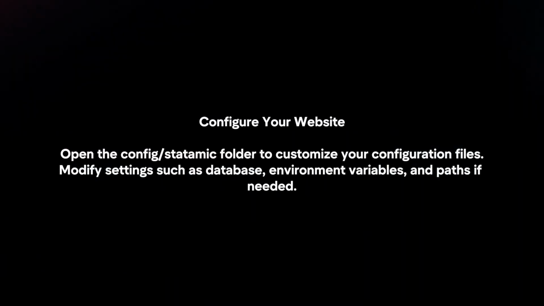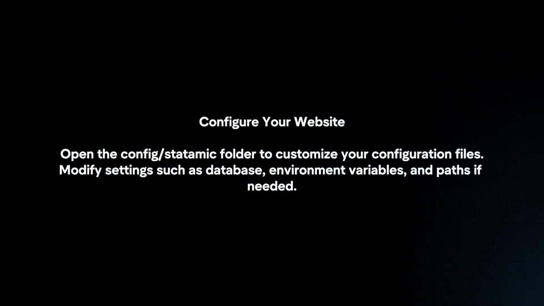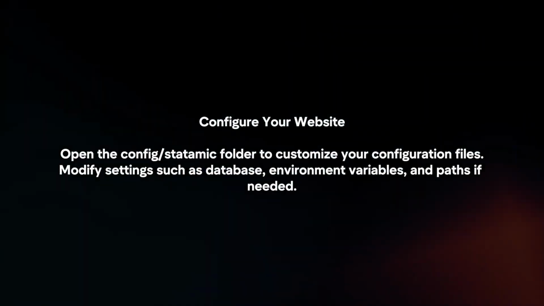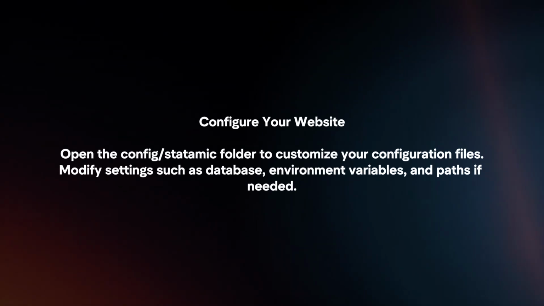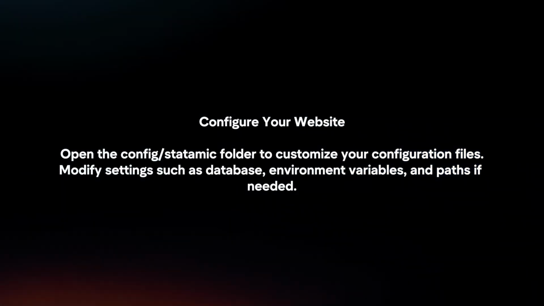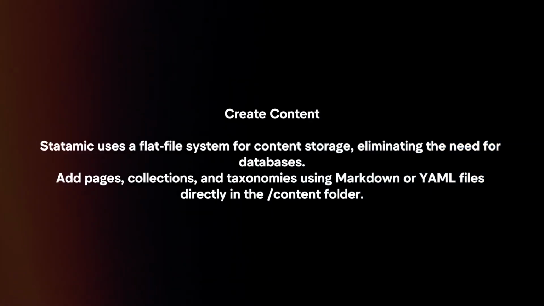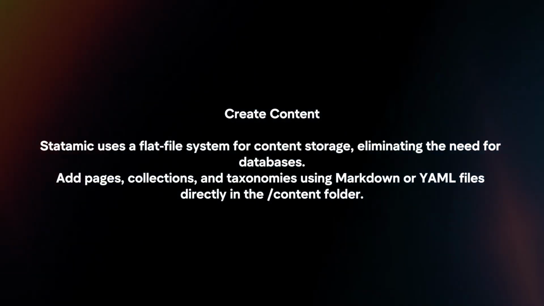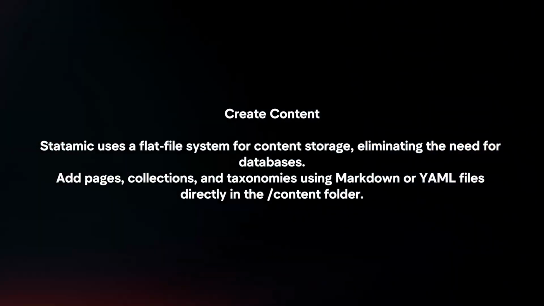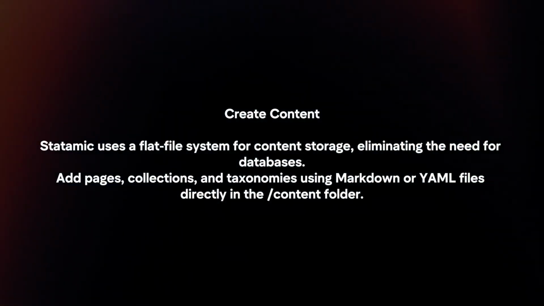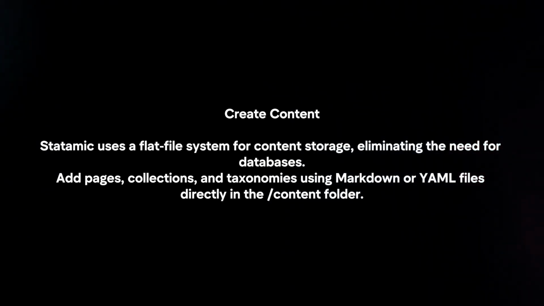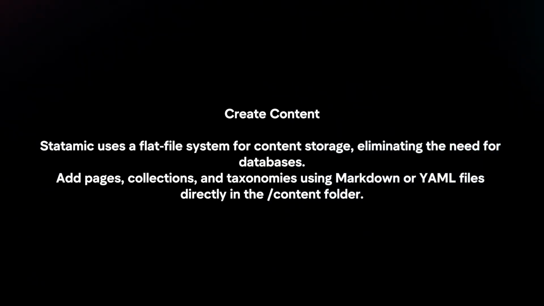Configure your website. Open the Configure Statamic folder to customize your configuration files. Modify settings such as database, environment variables, and paths if needed. Create content. Statamic uses a flat file system for content storage, eliminating the need for databases. Add pages, collections, and taxonomies using Markdown YAML files directly in the content folder.